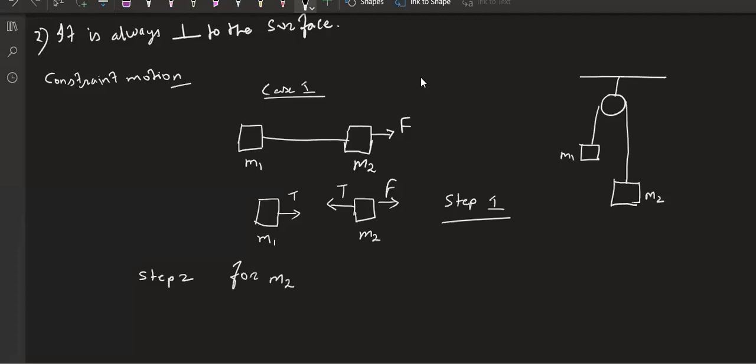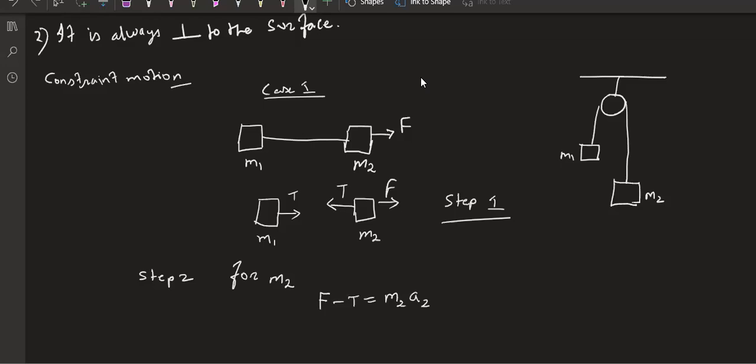Now what are the forces acting on M2? Tell me. This F and this T, yes or no? Now, when we talk about writing an equation, you have to use Newton's second law of motion, which is the net sum of all the forces is equal to mass into acceleration. So F minus T is equal to M2 into, suppose it is A2, right?